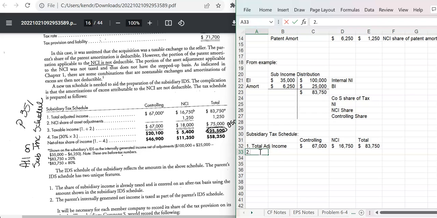The second line, number two, is the NCI share of asset adjustments. That's that 6250. You can't deduct the NCI share of that. So that's the 6250 times their 0.2 share, and that carries on over to here. Three is just adding them up, taxable income, and it's 1 plus 2.